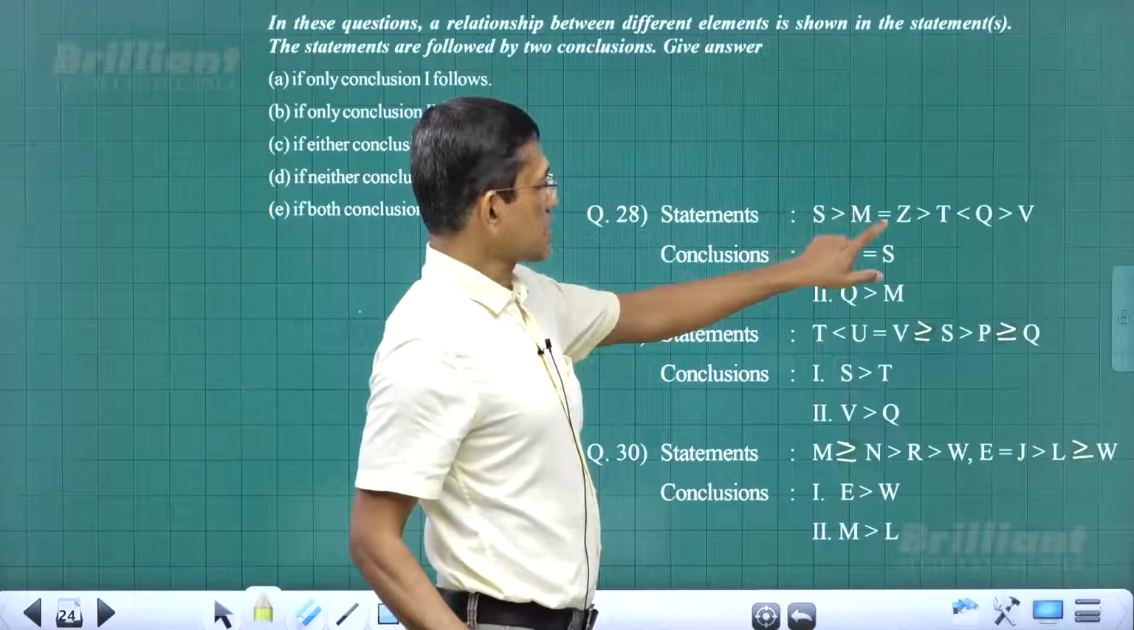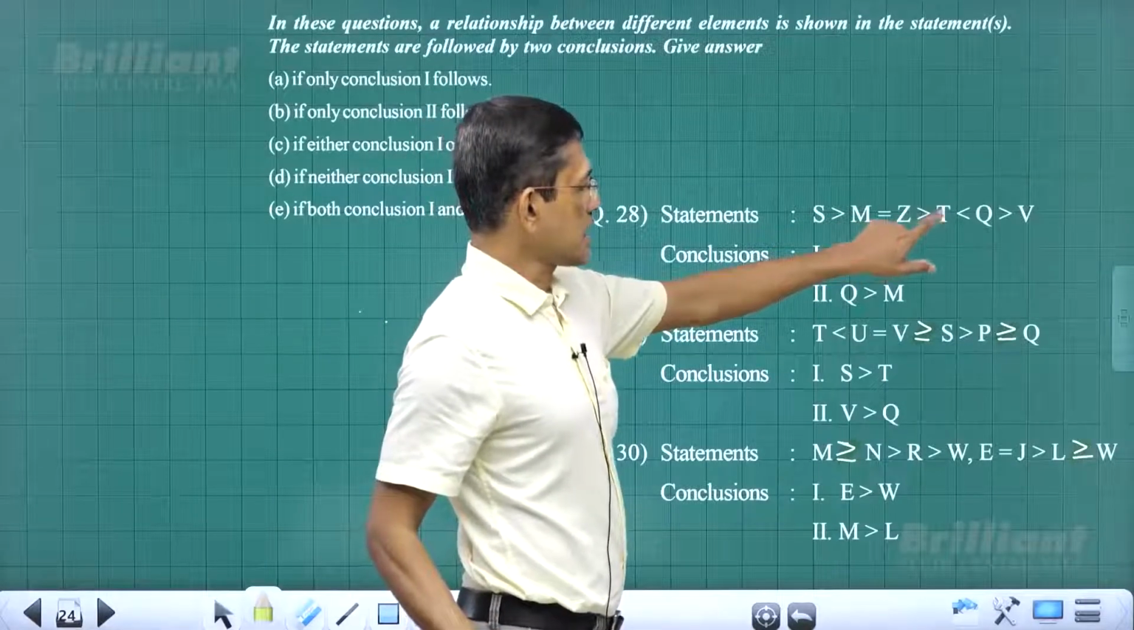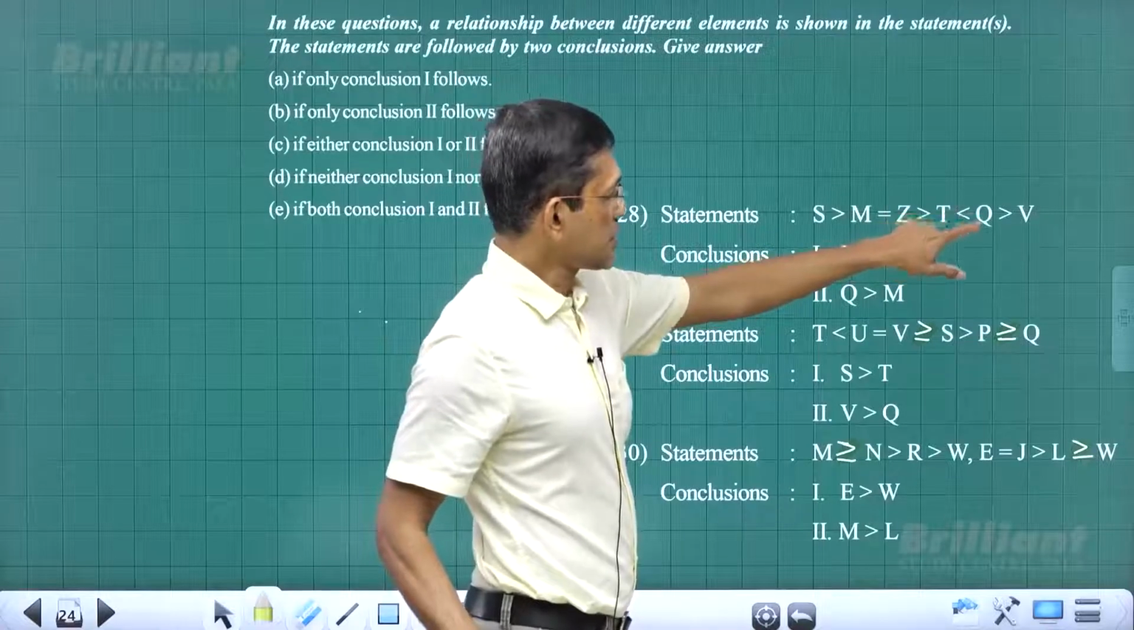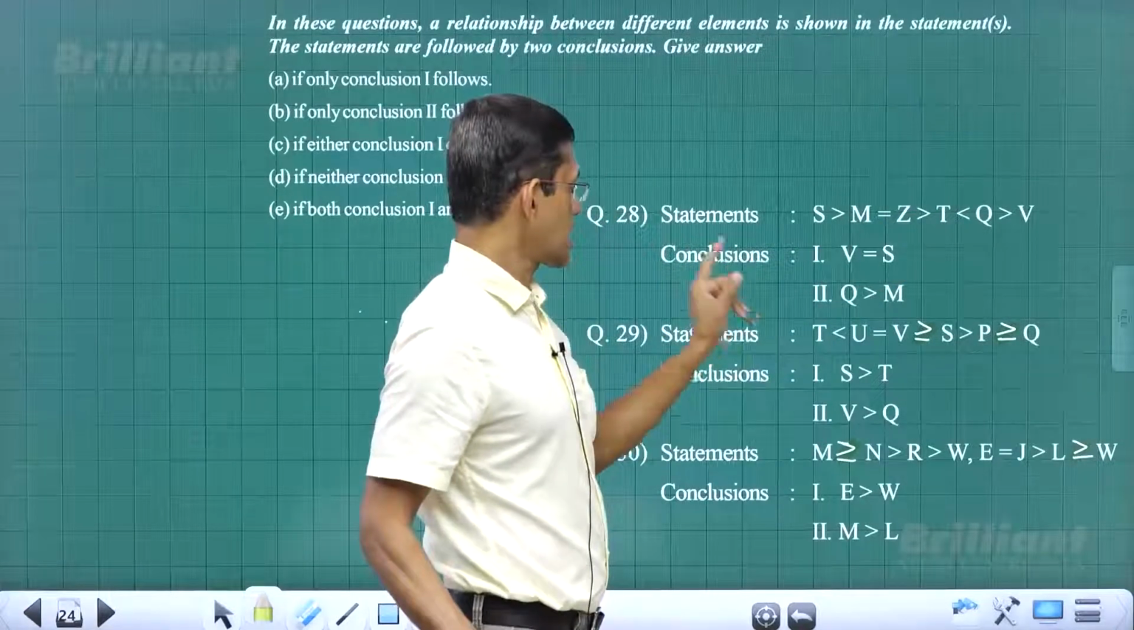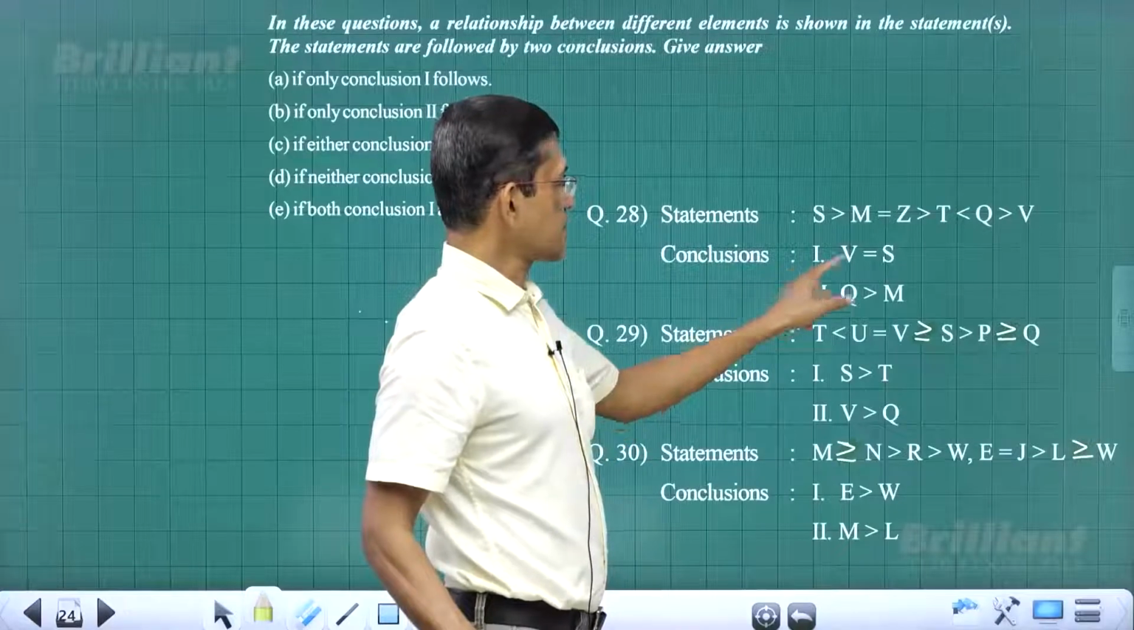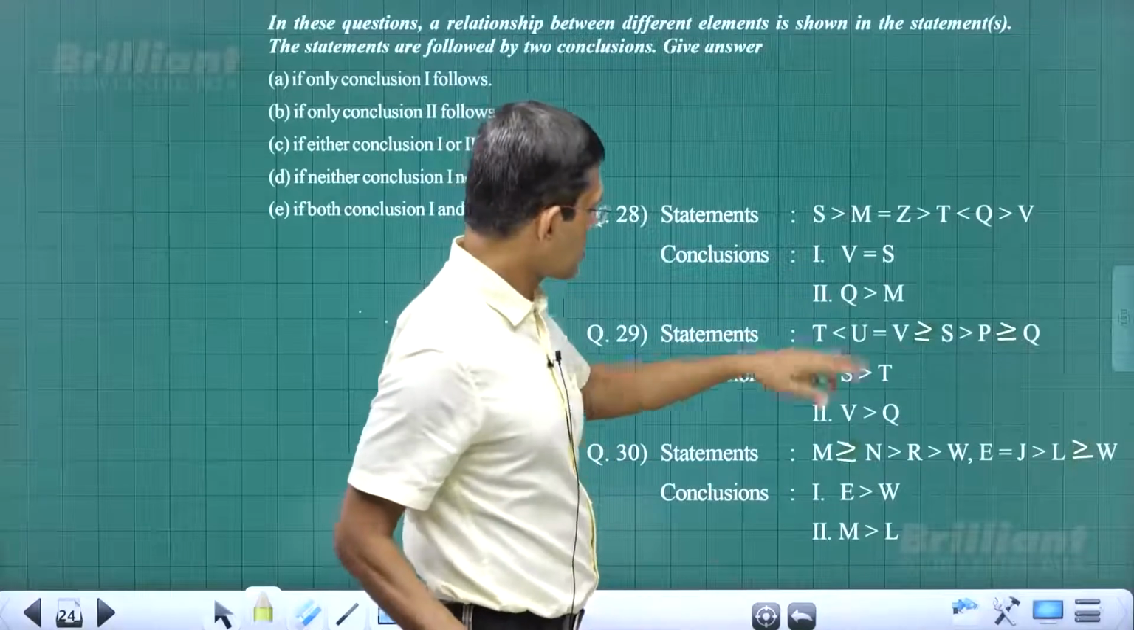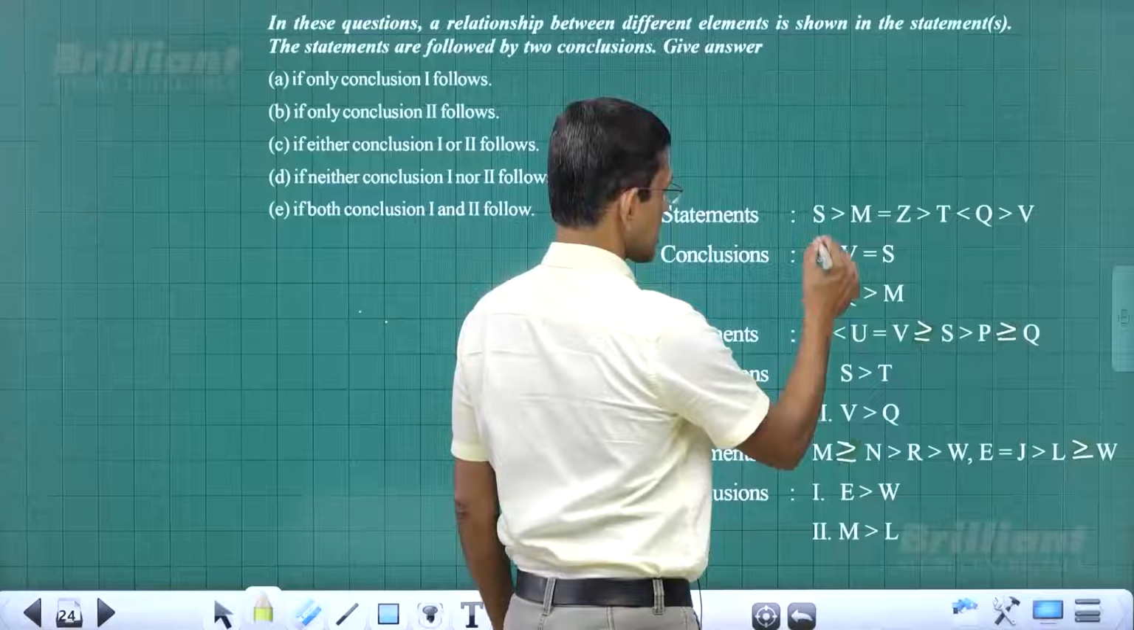M is equal to Z. Z greater than T. T less than or equal to Q. And Q greater than V. That's the statement. And conclusions. First conclusion, V is equal to S. Second conclusion, Q greater than M. So look at those conclusions.